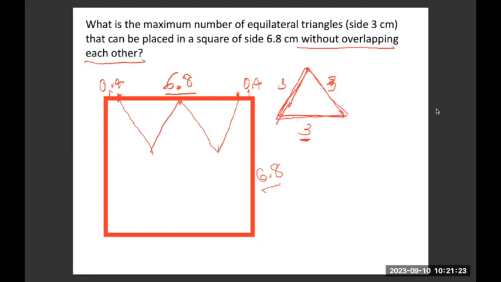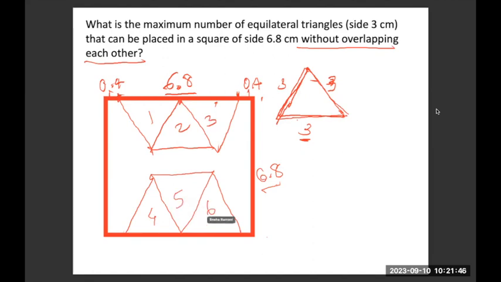Similarly, on the opposite side, because this is 6.8, this dimension is going to be less than 6 because this is 3 and this is also 3. So from here too I can draw the same equilateral triangle like this. Once I do that, I can also draw another equilateral triangle here. So 1, 2, 3, 4, 5, and 6.